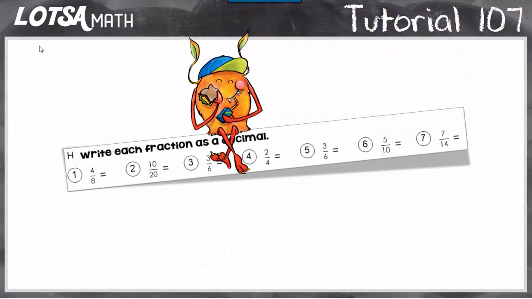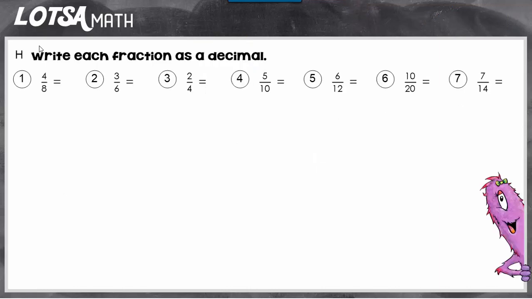For these questions, we're going to write each fraction as a decimal. We've done this before, but we've only been doing it with tenths, hundredths, fourths, and fifths. And here I see a whole bunch of different denominators. The only one that we know for sure is number 4, and number 4 is 0.5 or 5/10. So let's look and see how we would do the rest of these.